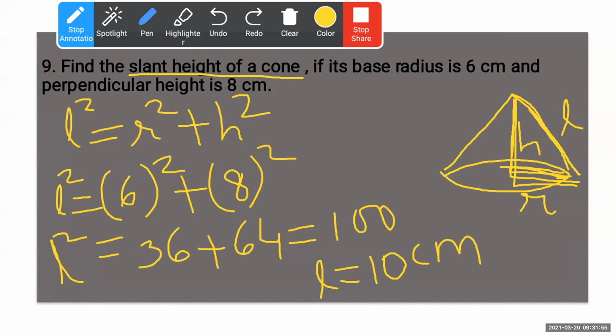centimeter. So this type of question can come in your exam to find the slant height. So you have the formula, that is L square is equal to R square plus H square. So remember this formula. I hope this is clear.